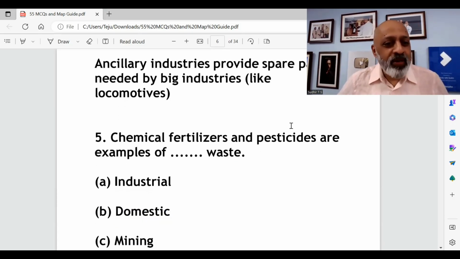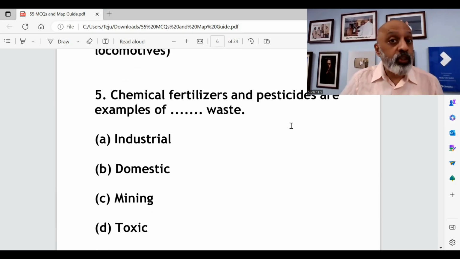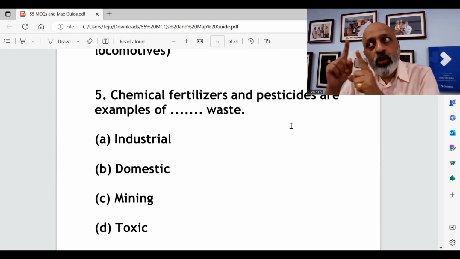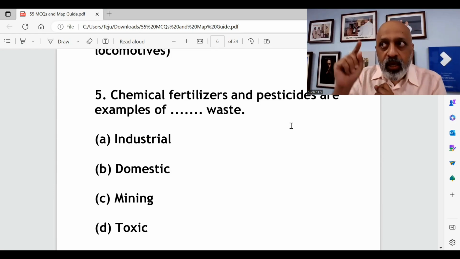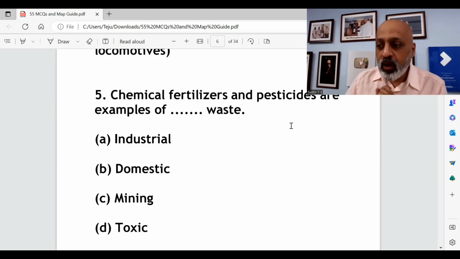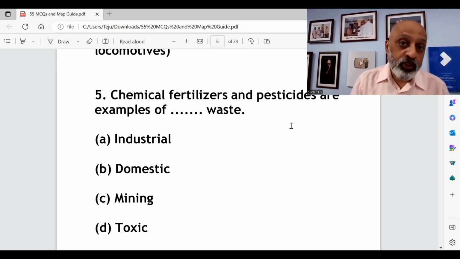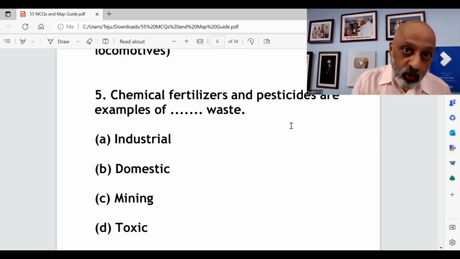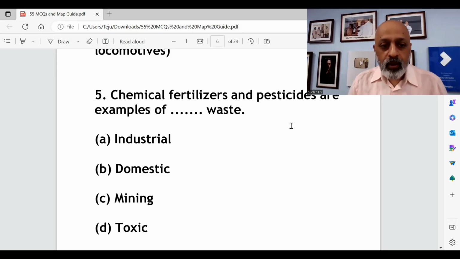Chemical fertilizers and pesticides are examples of what kind of waste? Are they industrial waste? Are they domestic waste? Are they mining waste? Or are they toxic waste, right? Now, always remember that you need to use the elimination method. कि कौन सा option is the most appropriate option for this particular question, right? So here the correct option is D, toxic waste. Okay. Okay, toxic से एक बात याद आई.